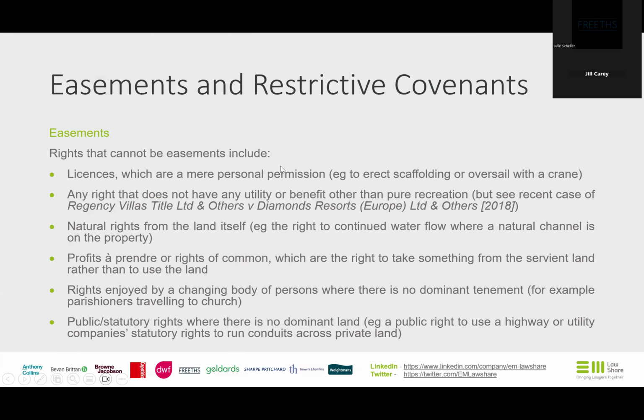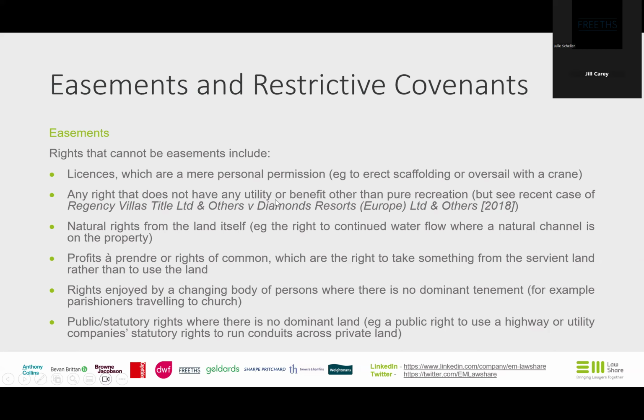Things that can't be easements, just some examples here. This is obviously by no means a definitive list. If you have a license to do something, for example, to erect scaffolding, that won't be an easement. A right that doesn't have a utility or benefit other than pure recreation, then it won't be an easement. Now, I'll come on to talk about that case on the next slide, but essentially that was the court developing the principle in the Ellenborough Park case, which is what is a utilitarian use and what is pure pleasure.